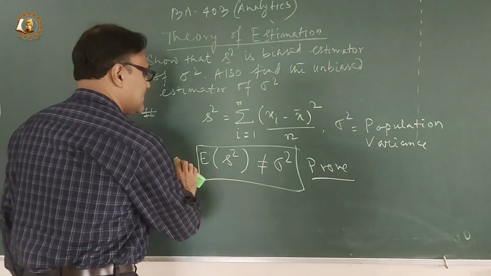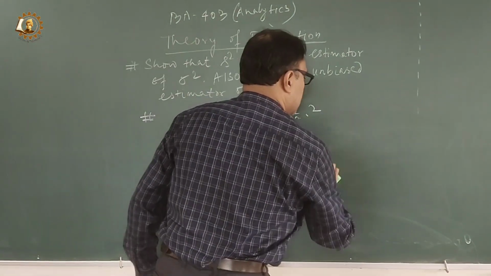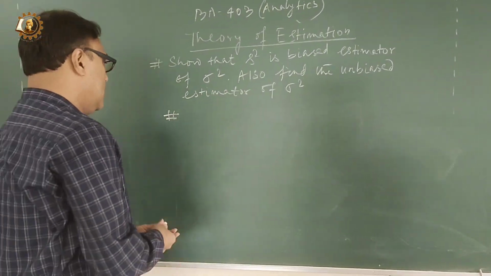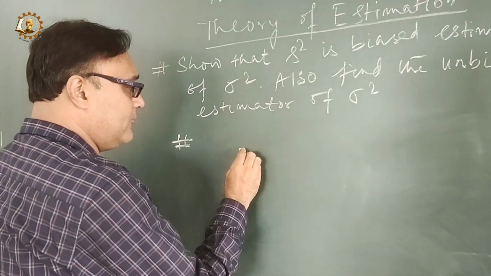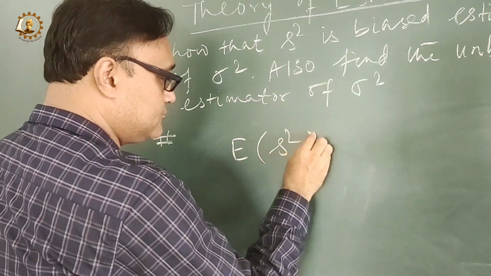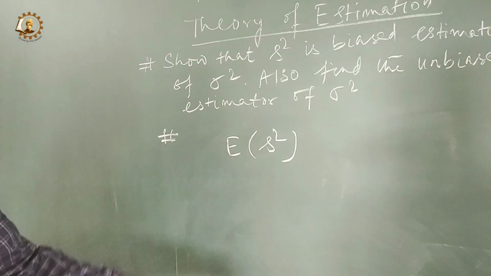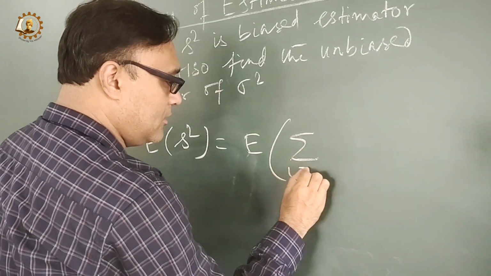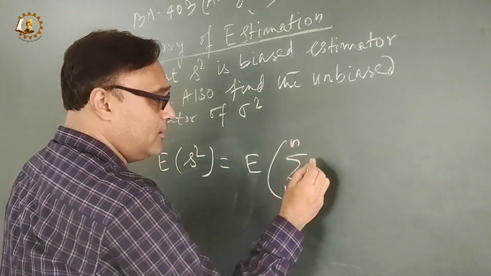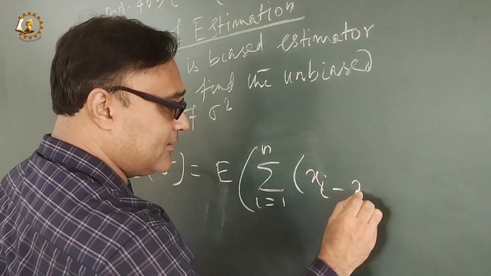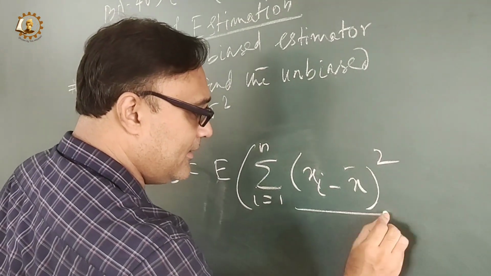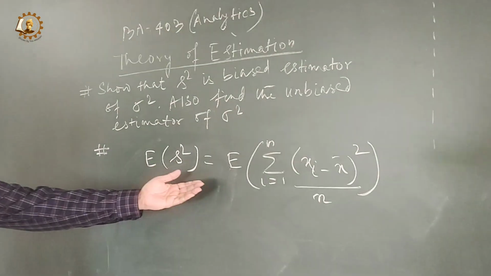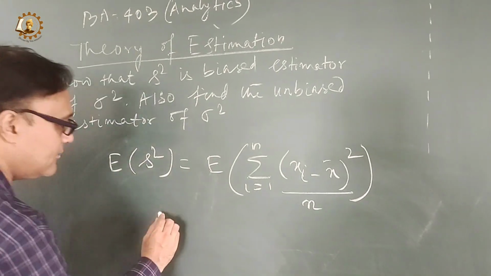Okay, so let us start from the beginning with the expression E of S square. What is E of S square? E of S square, we can write as E of summation i equal to 1 to n of xi minus x bar whole square divided by n. So 1 by n is a constant term, we can take it outside the expectation.